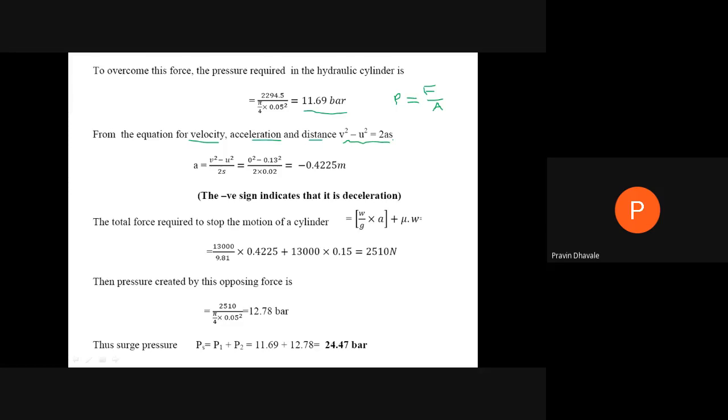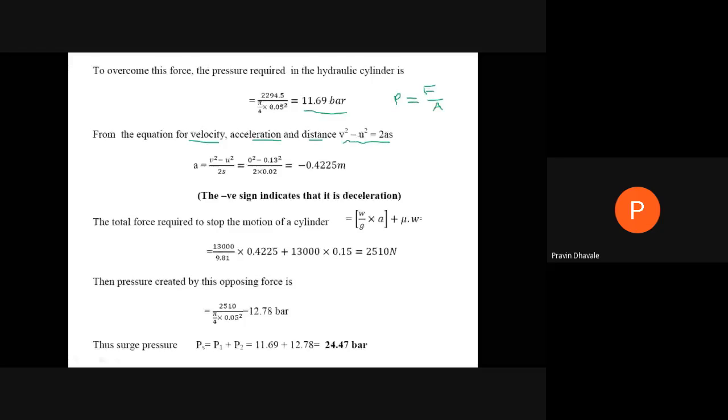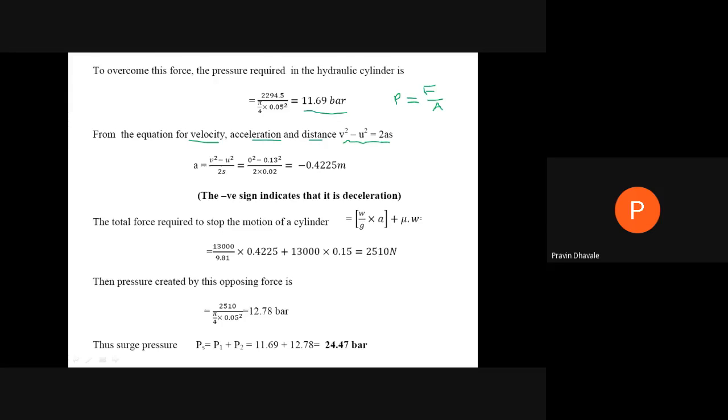So during the retraction, V is the final velocity and U is the initial velocity, right? So it is equal to 2AS. When you have to find out the value of A, at that time V square minus U square divided by 2S. The 2 and S go to the denominator side. So A can be calculated by this formula, V square minus U square divided by 2S. Now we are putting in the values, and you are getting the acceleration. It will be minus 0.4225. This negative sign indicates deceleration. What does it indicate? Deceleration.